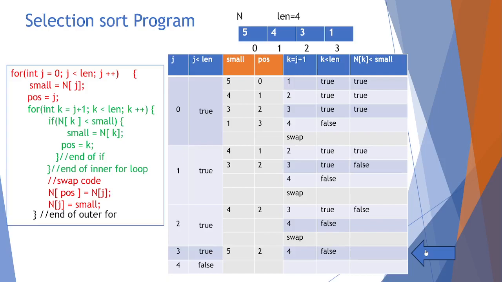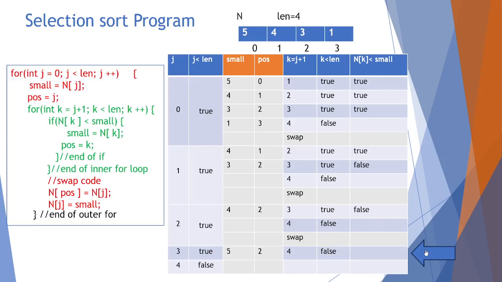First time j is 0. 0 less than len, that is 4, less than len. Okay, true, true, true, true till 3: 0, 1, 2, 3. Fourth time false. And this orange colored text in the dry run is nothing but small and pause, which are modified by both the loops.